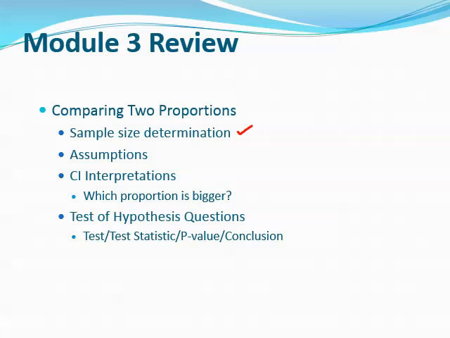The assumptions, well, we have random. We need random samples and also independent. There is no paired proportion work. So we need random and independent samples. And then we do our thing, confidence intervals.